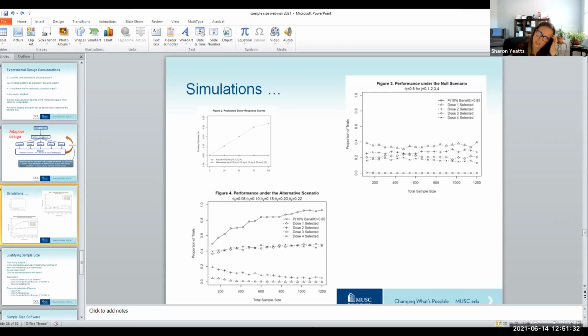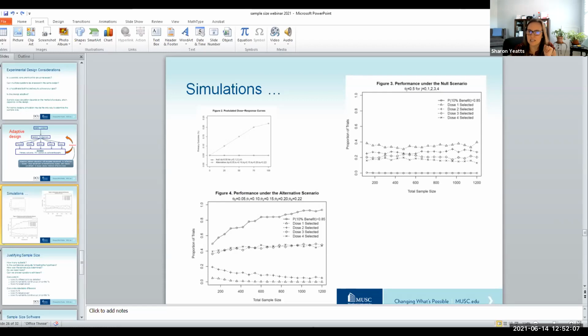Down here, we show the performance under the alternative. And so again, what you can see here, the diamond is dose 3 and the X is dose 4. And you can see that they're about equally likely to be selected. Because of that plateauing effect, it's a little hard to distinguish whether this one is the one we should pick or this one is the one we should pick. So it's picking them roughly equally.